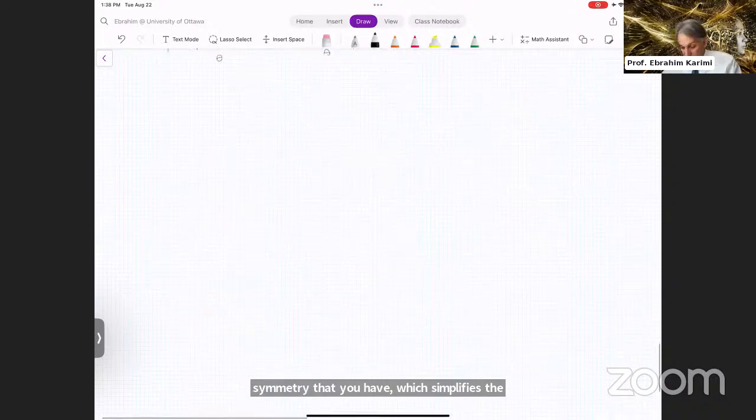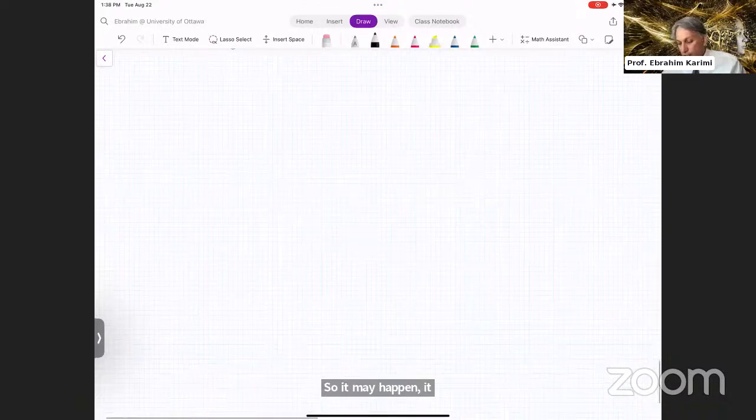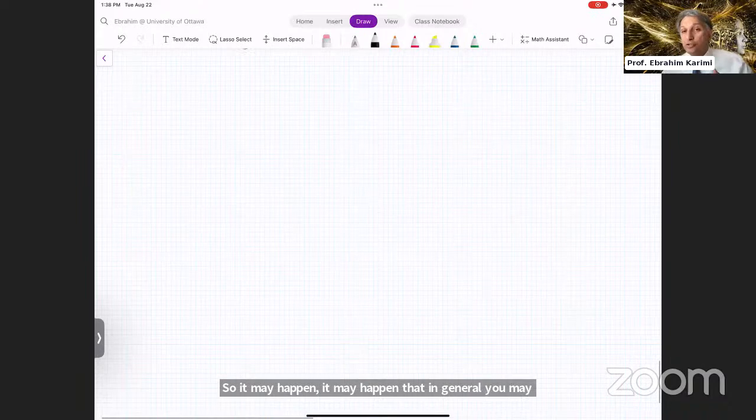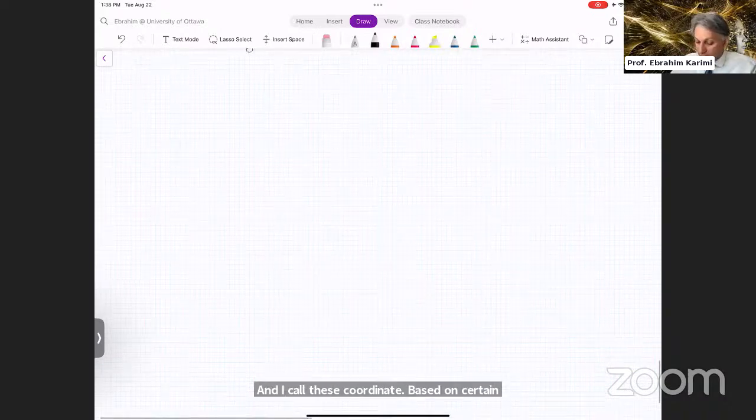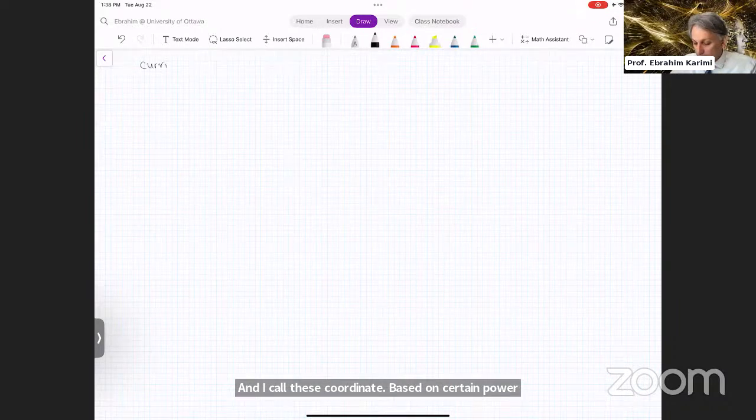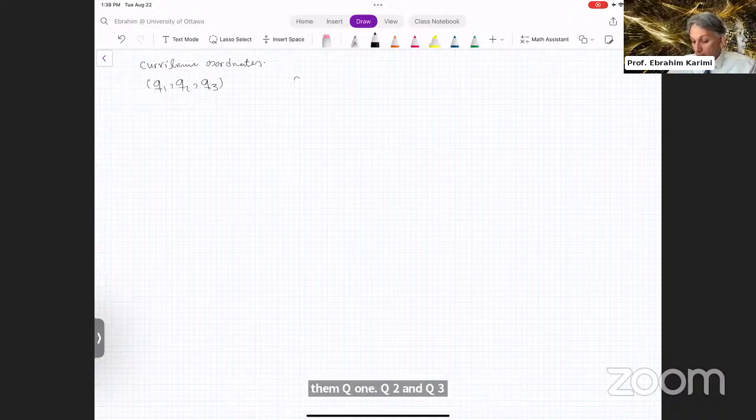So it may happen that in general, you may choose, or even introduce a new coordinate in order to solve a problem. And I call these coordinates, based on certain parameters, curvilinear coordinates. And the parameters in the three-dimensional way, I call them Q1, Q2, and Q3. Remember, they are parameters of your coordinates.